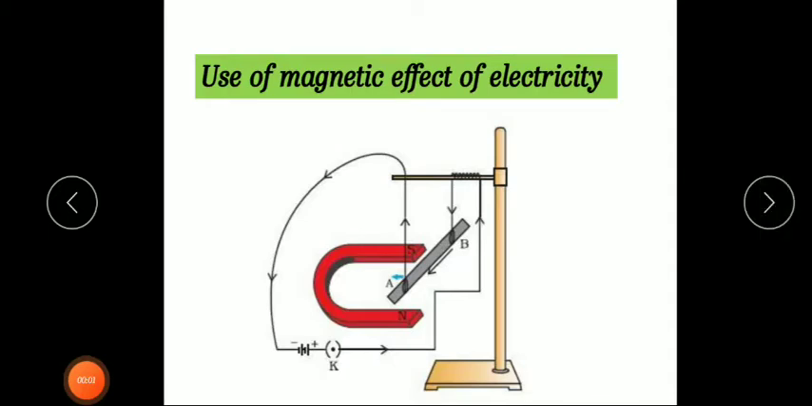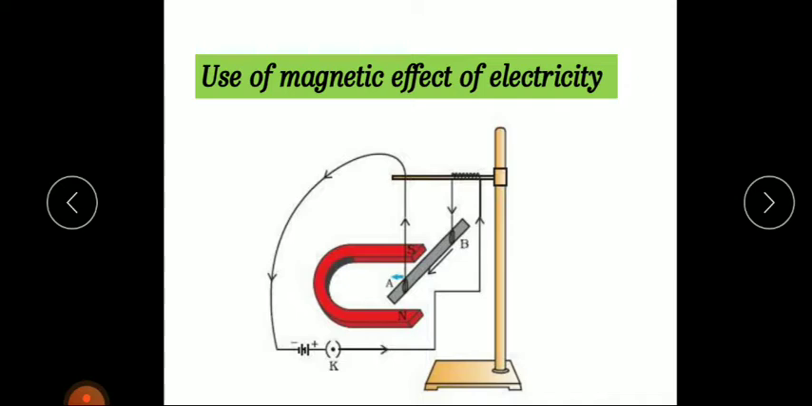Dear students, we know that devices such as fan, motor, loudspeaker, microphone, and mixie all work on the magnetic effect of electricity. Now let us see how the magnetic effect of electricity is used in all those devices.